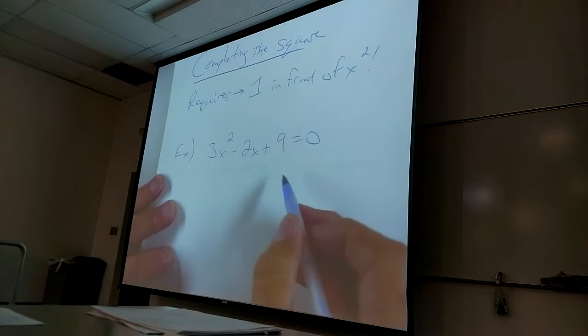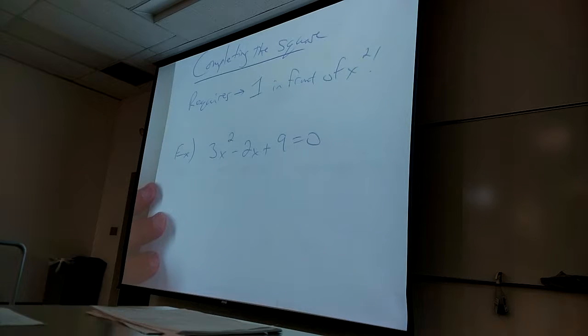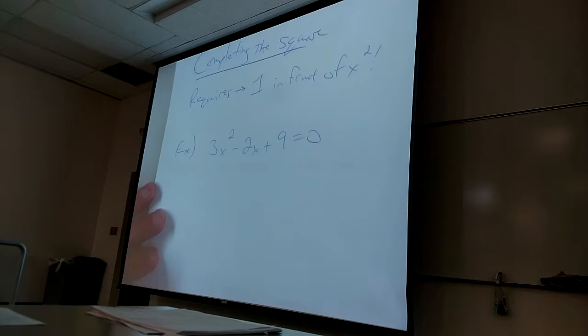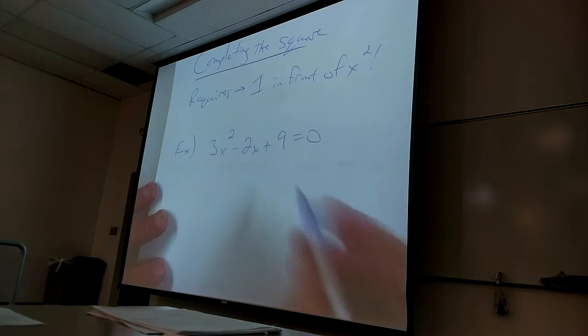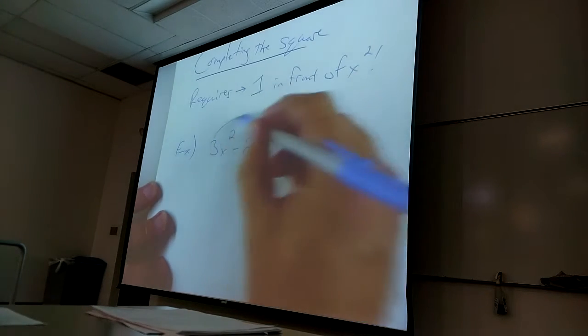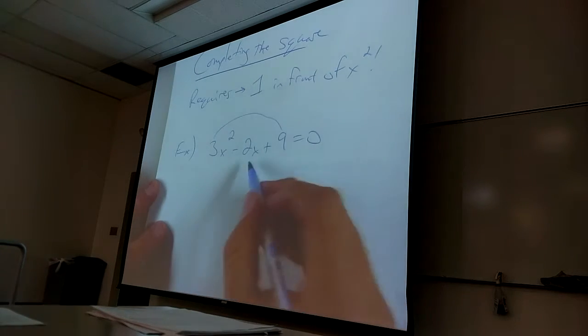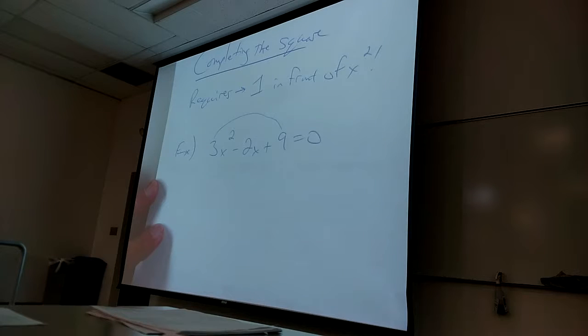Why? How do I know this doesn't factor? What would be the first step in trying to factor this? Just to point out why we have other methods. What would be the first step in trying to factor this guy? 3 times 9, 27. Any factors of 27 that add to be negative 2? I don't know. It's not going to happen, right? So that's why we have other ways of solving this, because before that's all I could do. Now I want to know, how do I solve more general things?